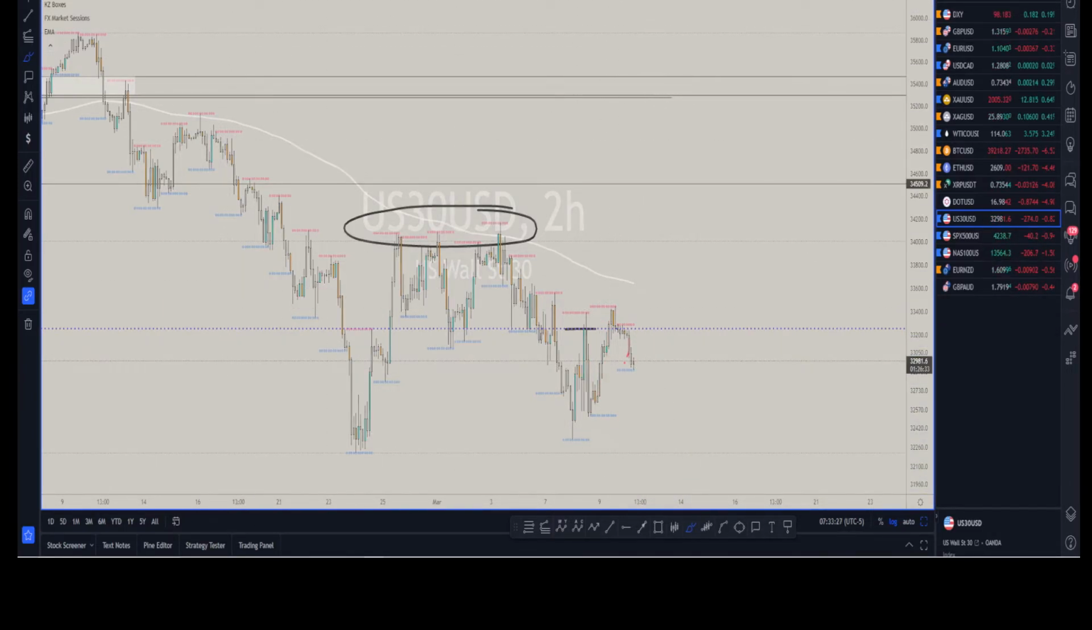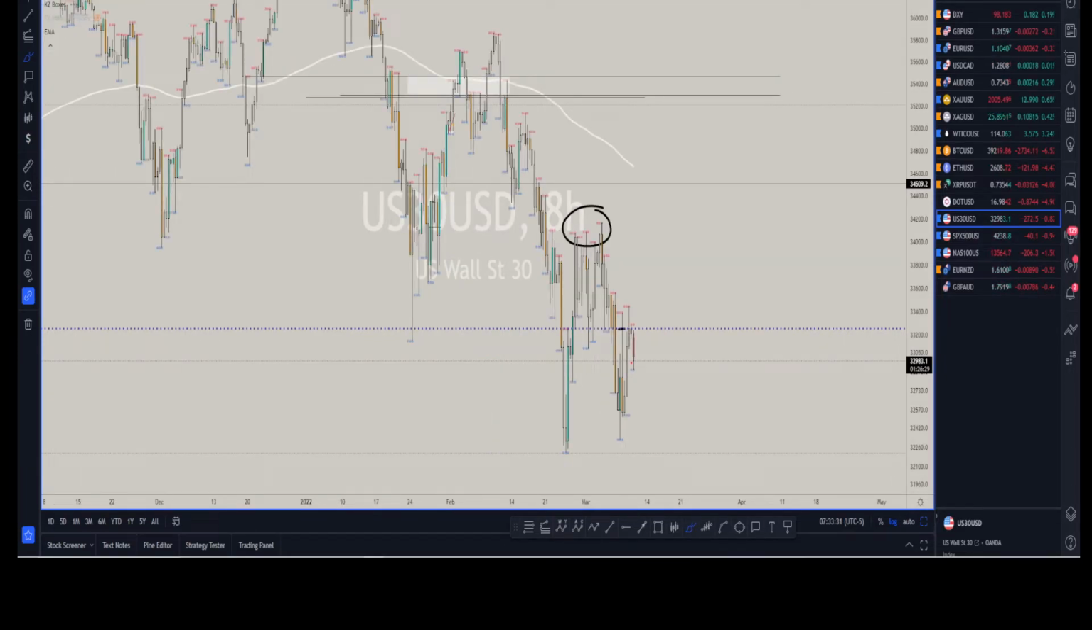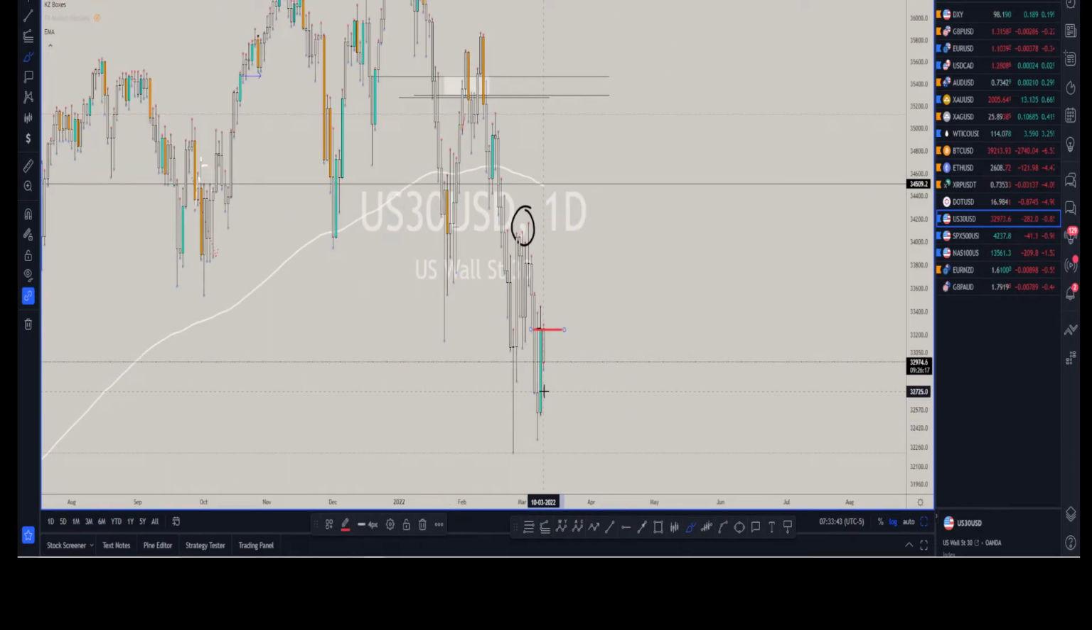Yes, we broke up structure on the 4 hour, we broke up on the 8 hour. We just broke, not even. This is nothing. We're still respecting this. On the daily, we created an engulfing. That is all what I see. So the trend for me is still down.